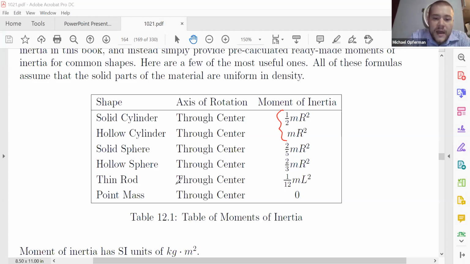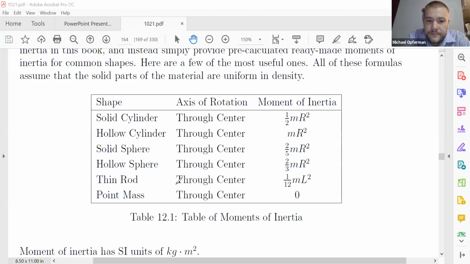We've got then a similar thing down here for spheres. We've got a solid sphere versus a hollow sphere. By the way, 2/5 is 0.4, remember? And 2/3, that's 0.67. So once again, you'll notice the hollow sphere has a higher moment of inertia compared to the solid sphere, for exactly the same reason as before.